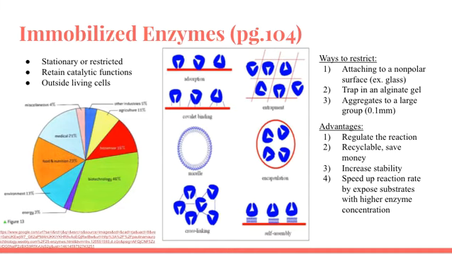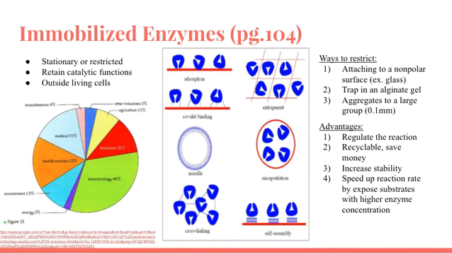Immobilized enzymes were first introduced in 1897. They are enzymes that are restricted to a fixed place for use in bioconversion. Scientists found out that enzymes can remain functional even when their host cells are dead. There are many ways to restrict the movement of enzymes, including attaching them to a nonpolar surface, most commonly glass, trapping them in an alginate gel, or aggregating enzymes into a big group.